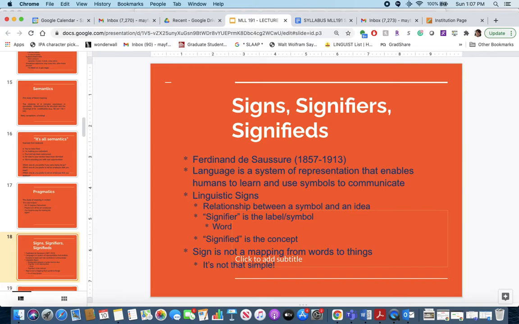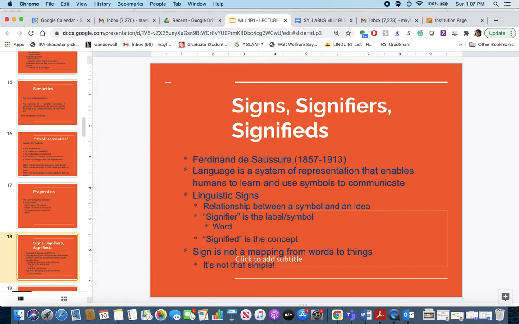So your textbook also mentions these words: signs, signify, and so this comes from one of the founders of linguistics. His name is Ferdinand de Saussure. I think he's Swiss, but he basically said that language is a system of representation and helps humans to learn and use symbols. So we have things called signs, but they don't really make any sense until we have some sort of relationship with them. We have a signified. So we have maybe a stop sign, right? A stop sign by itself doesn't really mean anything unless we're able to ascribe some sort of concept to it.